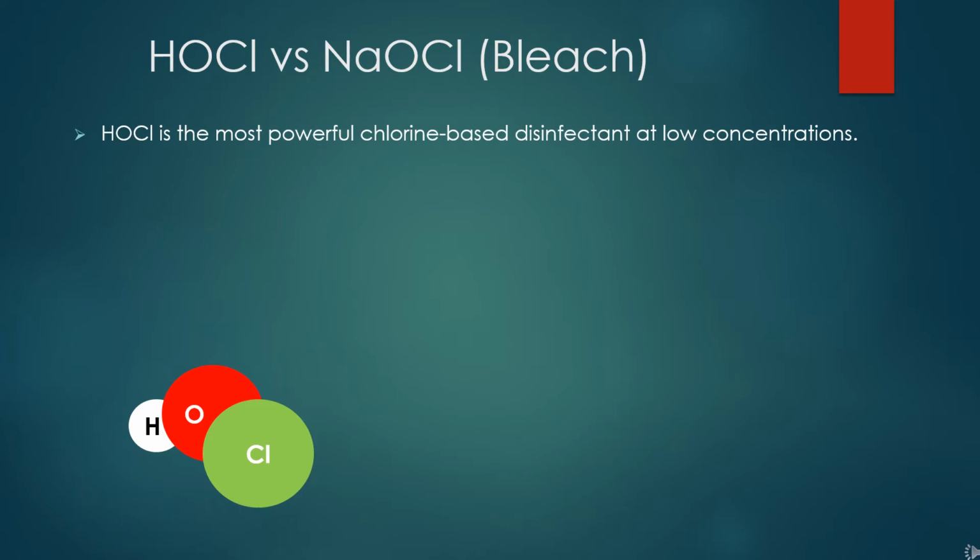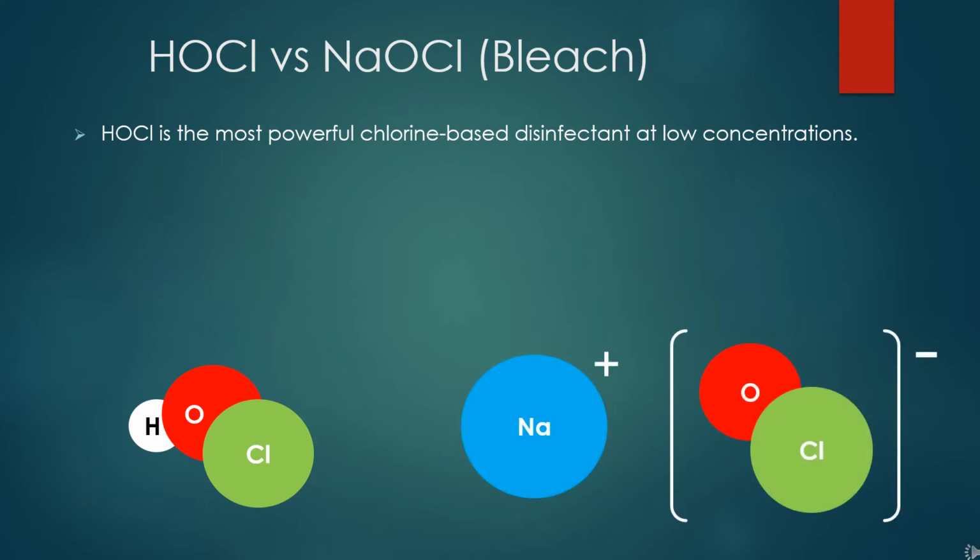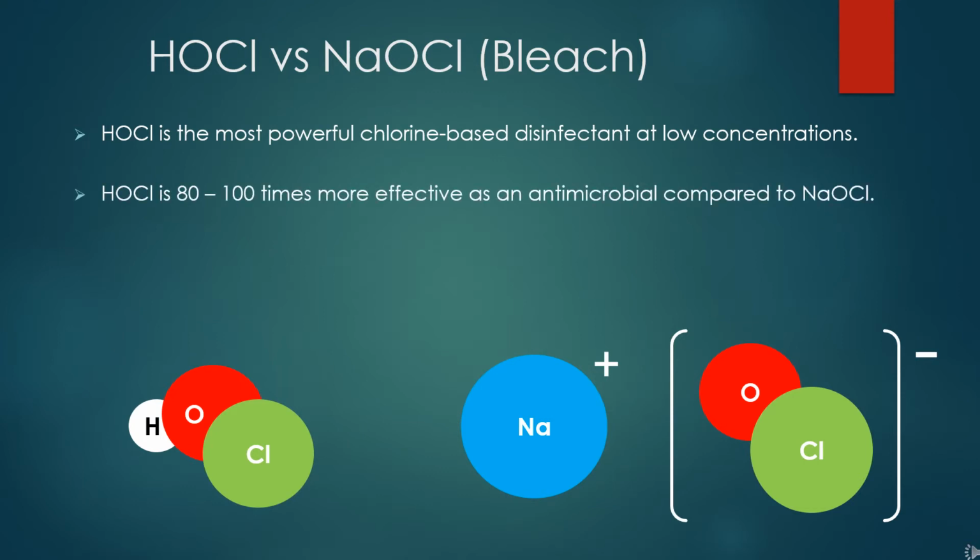In this presentation, we will focus particularly on sodium hypochlorite, the common active component found in bleach. Despite appearing similar, HOCl has been proven to be 80 to 100 times more effective than bleach when used at low concentrations. But how is this possible when there is only the difference of one element that separates them?